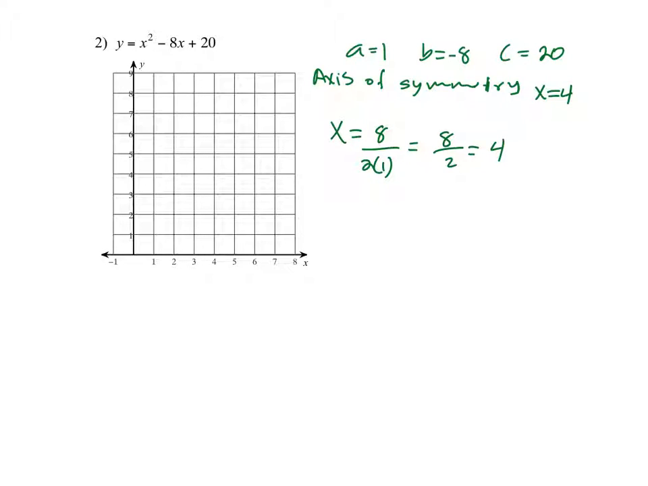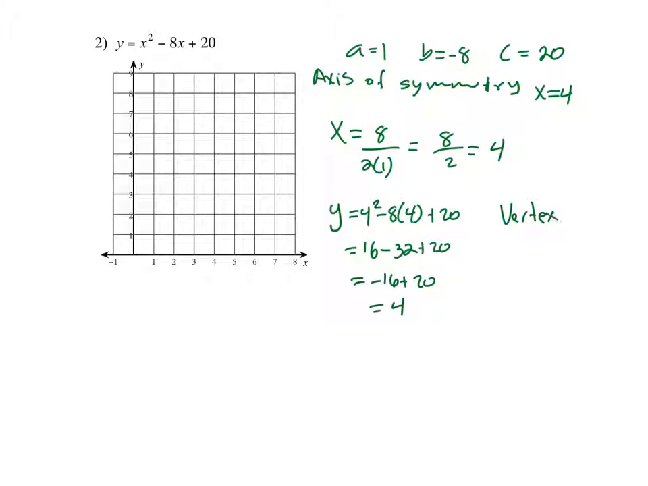Now I'm going to plug that in on the equation so I can find my vertex: 4 squared minus 8 times 4 plus 20. So 16 minus 32 plus 20. So negative 16 plus 20 equals 4. So my vertex is the point 4, 4. So 4, 4 right there.